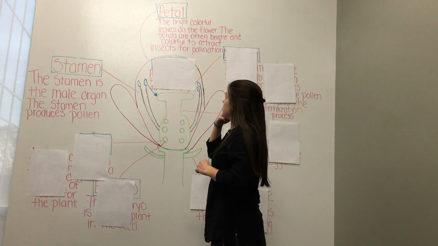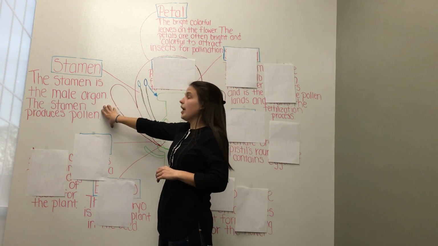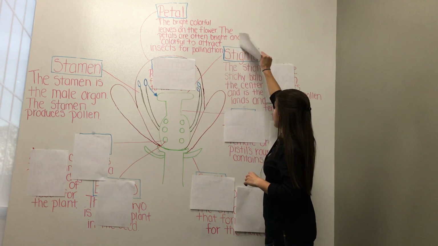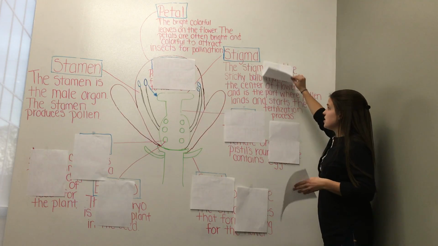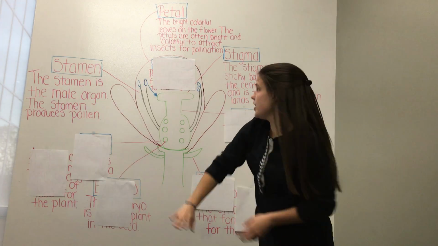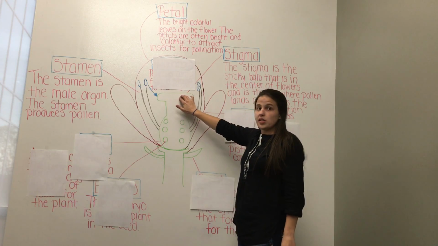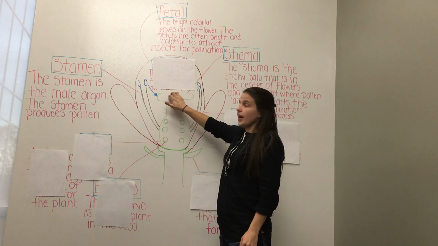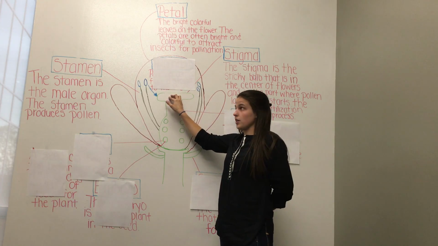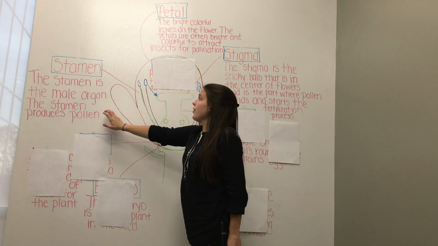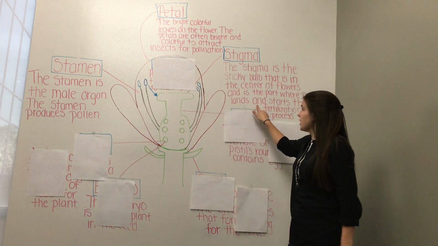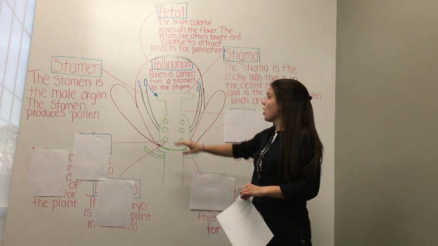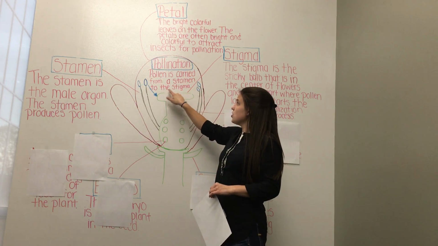So the insects come and they get pollen and it gets stuck on them. And when it gets stuck on them, it lands on the stigma. And the stigma is this sticky little part right here in the center of the flower. So when it gets stuck right here, it starts the fertilization process. But when the pollen goes from the stamen to the stigma, it's got a name and it's called pollination. So remember, pollen is carried from a stamen to the stigma.